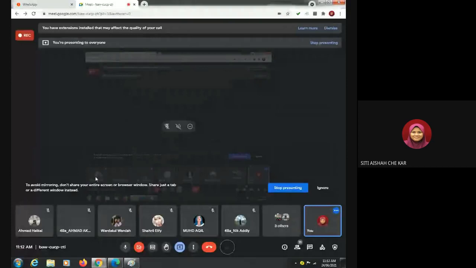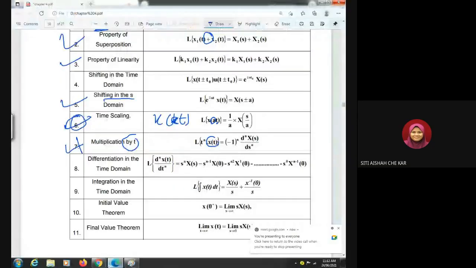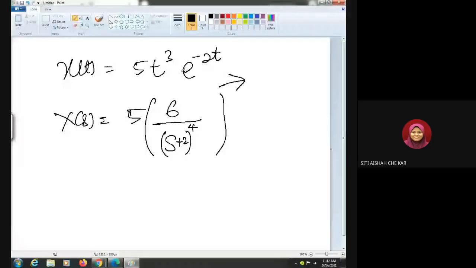Okay, so this one kalau kita tengok, you solve this problem using ni kan, ni shifting in S domain kan. Okay, sekarang kita boleh juga solve soalan tadi, kita boleh pakai multiplication by T. That's mean ini yang jadi properties. T power of 3 yang jadi properties. Exponent ni dia jadi apa tu?